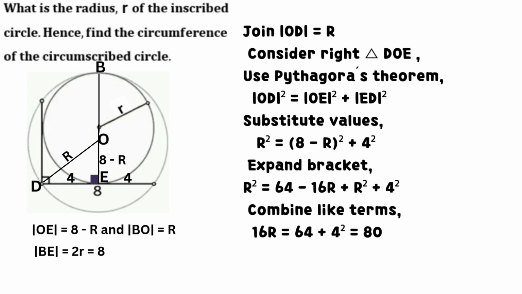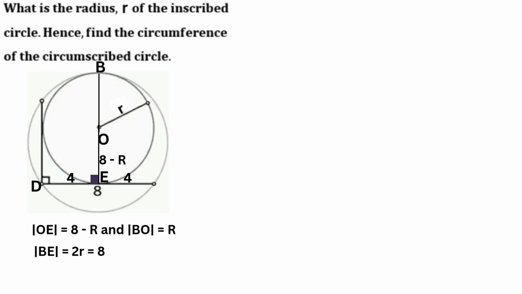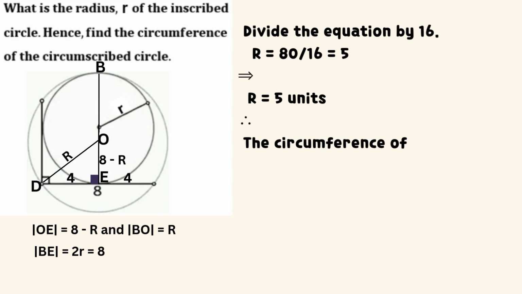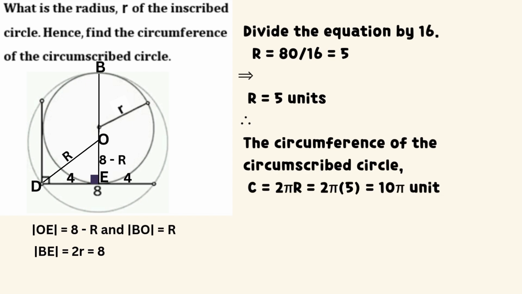Expand the bracket, as shown on the screen. Simplify and combine like terms. 16 times R equals the sum of 64 and the square of 4, which equals 80. Divide the equation by 16. R equals 80 divided by 16, which equals 5. This implies that R equals 5 units.